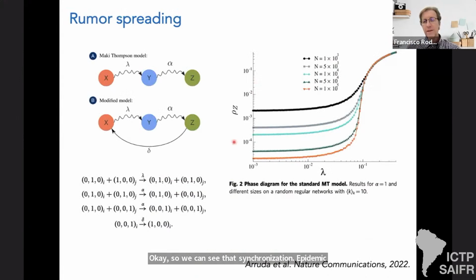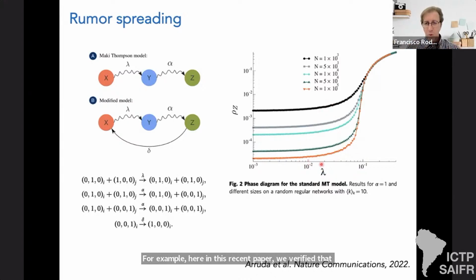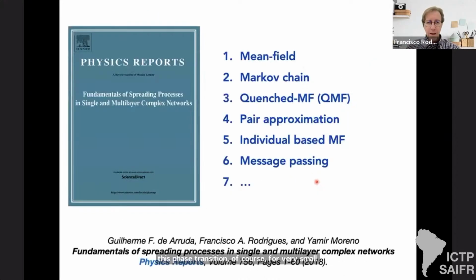Also, this happens for rumor spreading. For rumor spreading, we can also verify the same phase transition. For example, in this recent paper, we verified that this phase transition occurs for very small coupling. Following this idea, you can use mean field, the Markov chain, quantitative mean field. You can have different ways to study epidemic spreading in networks, but all these studies show that we have a very strong dependency between the network structure and the dynamical process. So the network structure plays a fundamental role in epidemic spreading.